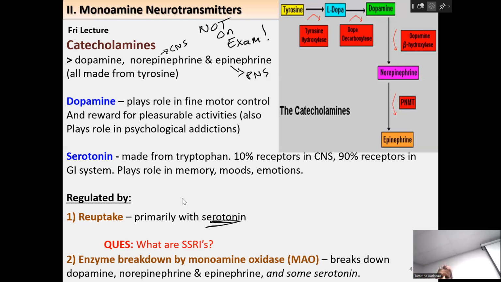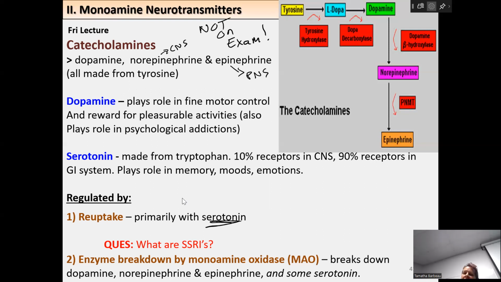Here's another thing that can increase these monoamine neurotransmitters. Enzyme breakdown by monoamine oxidase. It was in an earlier slide. Okay. MAO stands for monoamine oxidase. It breaks down dopamine, norepinephrine, epinephrine, and some serotonin.